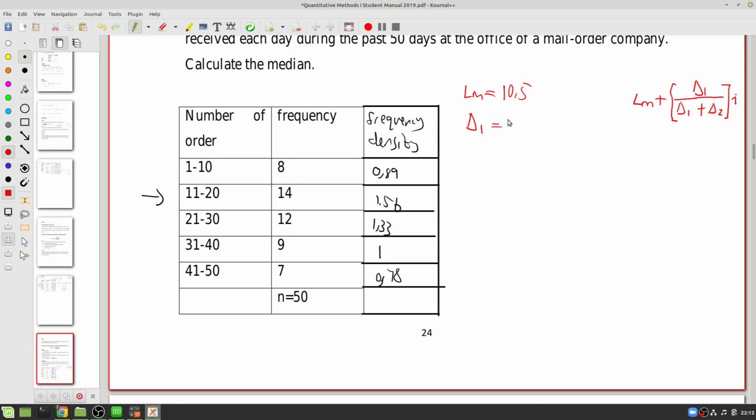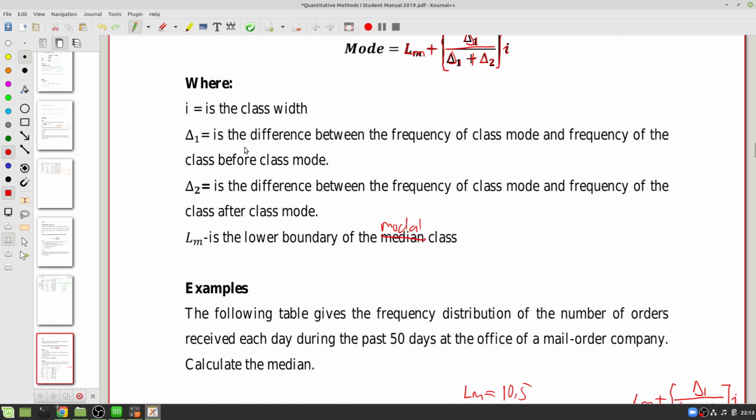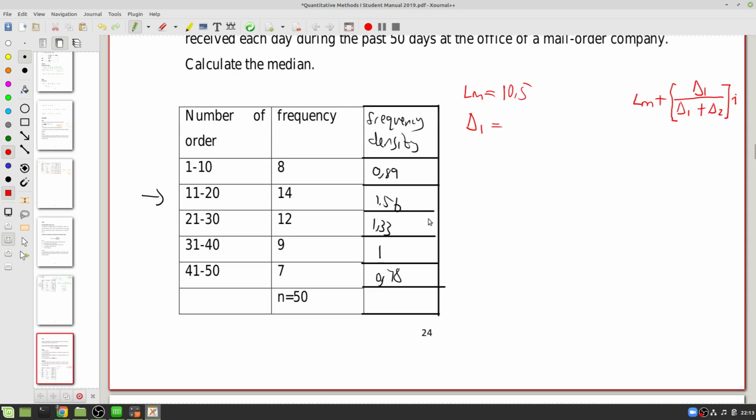Delta 1. So delta 1, well, delta, you all know, delta usually means difference between. So let's see what they say. Delta 1, that's the difference between the frequency of our modal class and the frequency of the class before that. Okay, so difference in the frequency of our modal class and the class before the modal class. So 14 minus 8 is 6. Good. Delta 2. That's the difference between the frequency of the modal class and the frequency of the class after the modal class. So 14 minus 2 is 2. And then I, that's our class width, and we saw that's 9 for all classes.